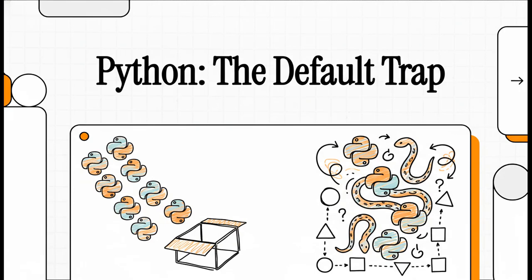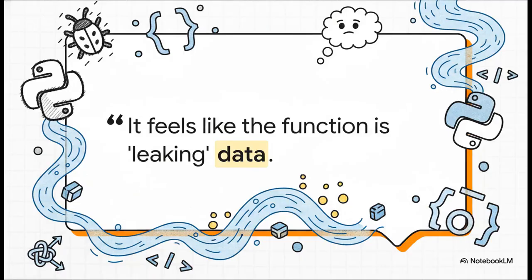Let's talk about a super common Python trap. Seriously, it gets almost everyone at some point. It all started when a developer, Timothy, found his code acting, well, really weird.